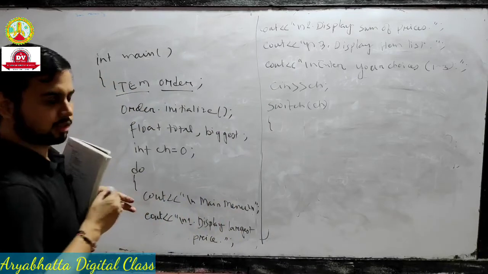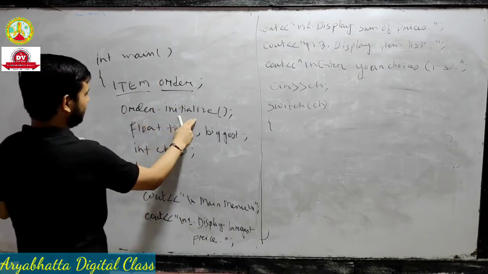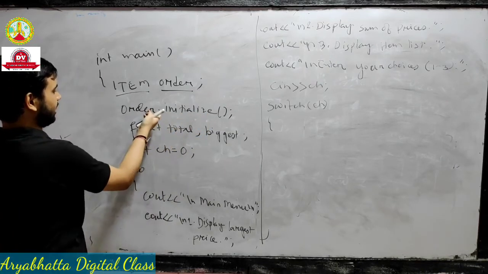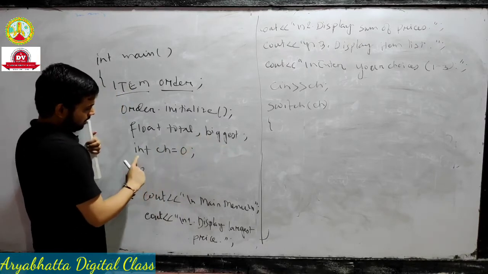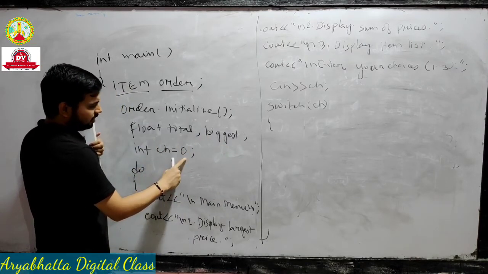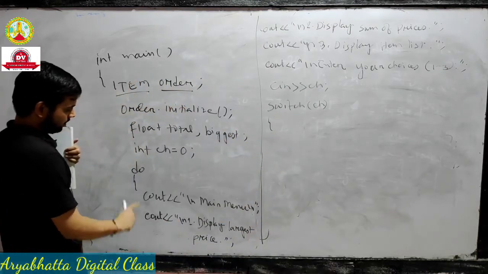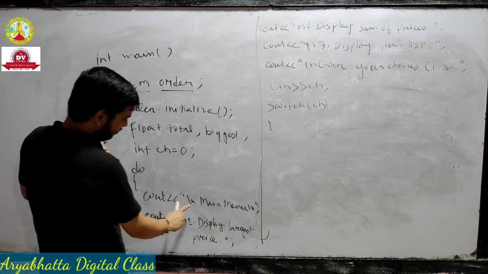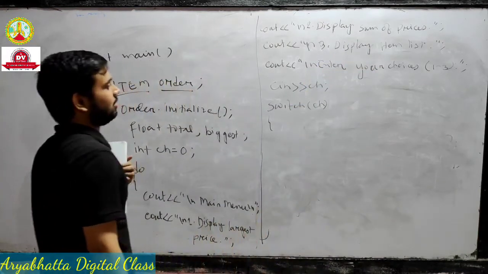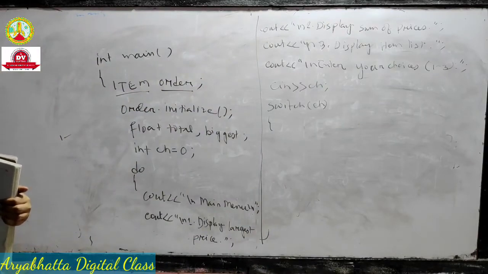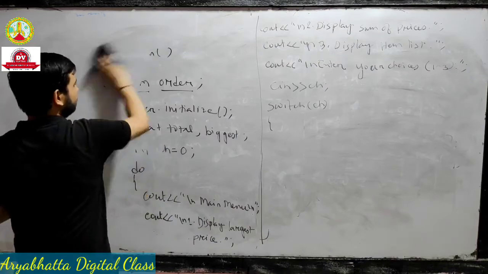First you see, this is for the main function, this is the object order.initialize. We have to initialize the member function, accessed by the object order. Float total and biggest, these will be two variables, and character ch is equal to 0. We take a character because we have to use a switch statement and a do while loop. Do, cout backslash n main menu, display largest price, display sum of prices, display item list, enter your choices, and this. You just write it down. I erase this portion.